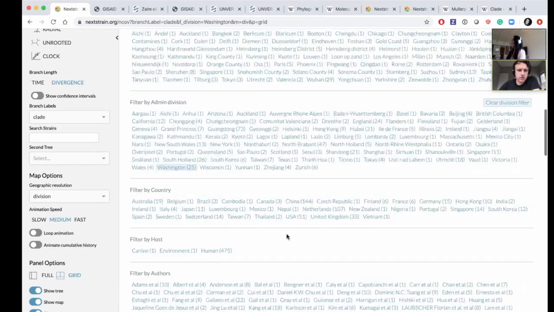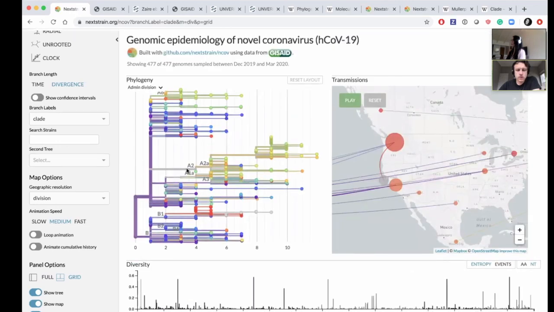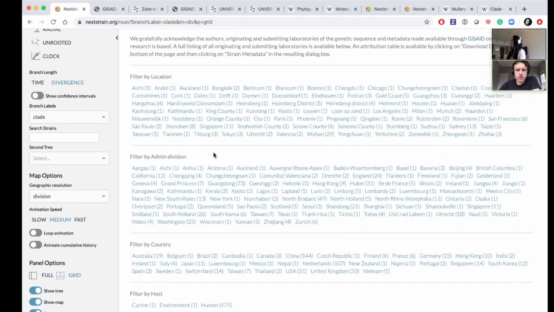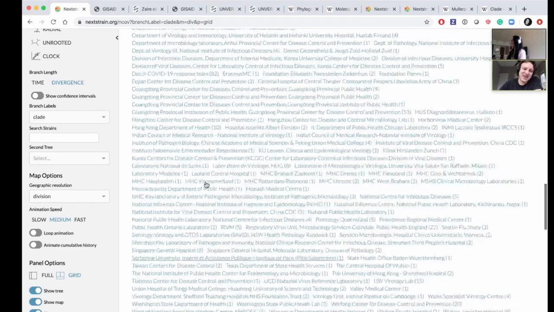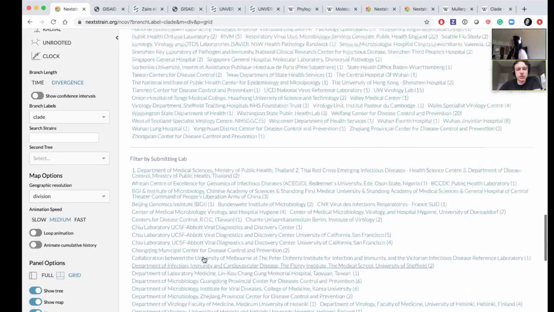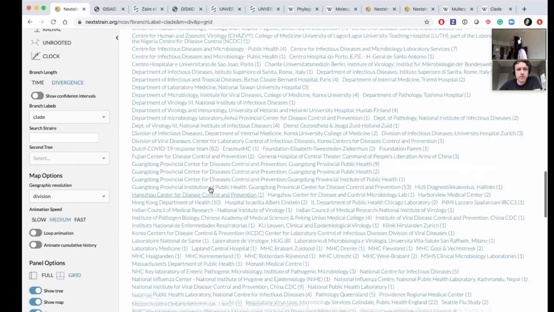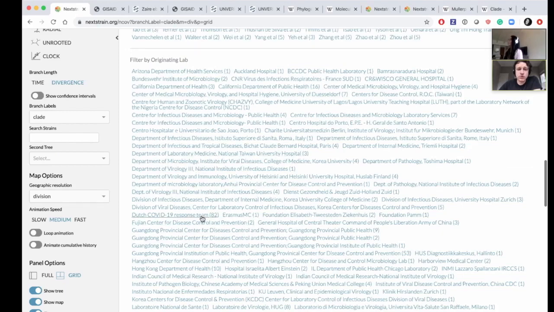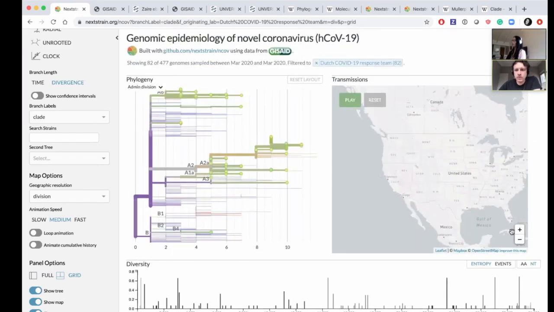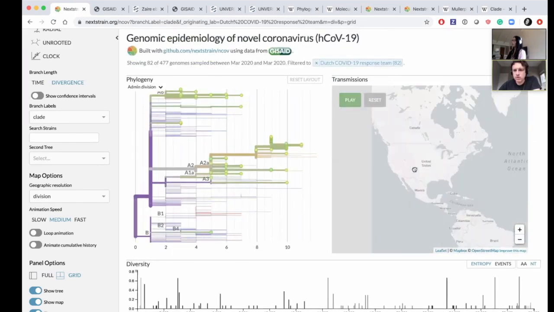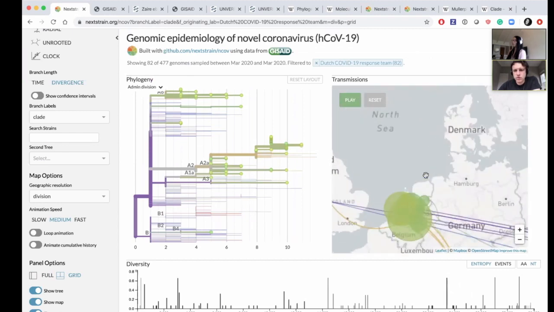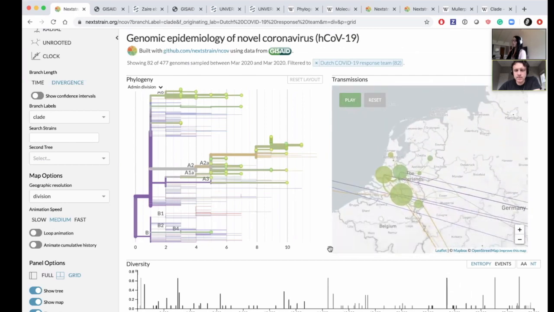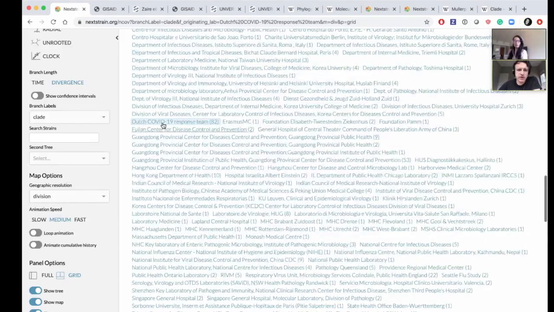Got it. I have to admit that all of those links down there, I thought were citations or something, and I didn't even look at them to realize that they were filters. Right. So the submitting lab is here, and a lot of this is credits, but you can filter by originating lab. If you just want to see the Dutch COVID-19 response team, and you click that, it will show you a certain number of genomes, like over here, which I believe would be in the Netherlands. There we go. Wow. So now we've mapped just those genomes sampled by the Dutch COVID-19 response team.